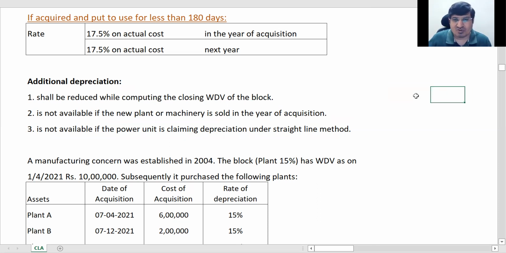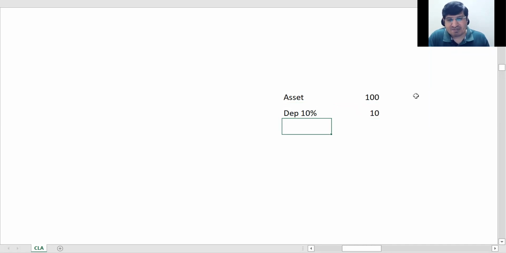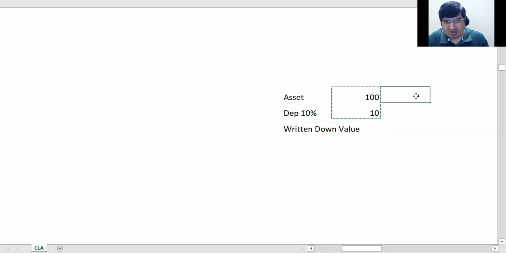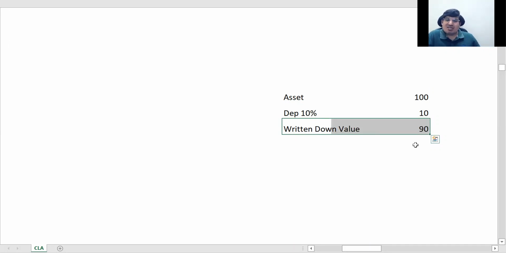Okay, one thing I'll ask you here, if I have an asset, ठीक है, asset है मेरे पास 100 का, depreciation 10%, 10. I am going to written down value, is 90. Written down value is 90. So कौन सा method मैंने use किया है for depreciation? What method I have used? Written down value method. WDV.